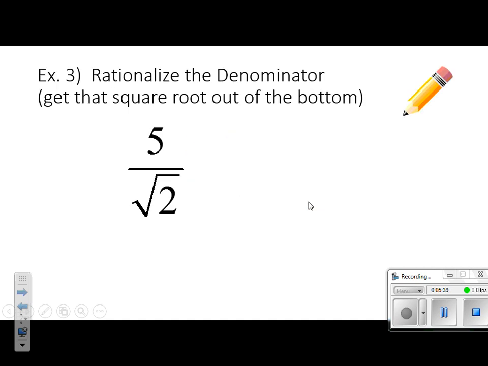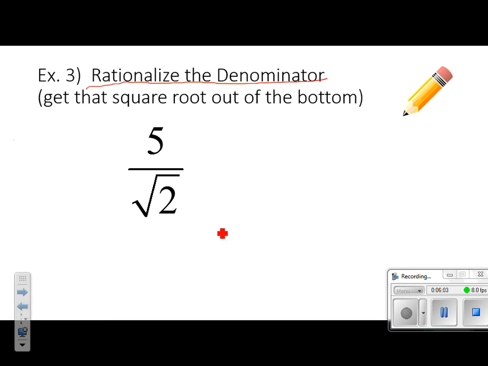So we're going to go ahead and talk about what we would do if we had a radical on the bottom. And what we do is called rationalize the denominator. So you're going to want to write that down: rationalize the denominator. It gets the square root out of the denominator, so it's no longer in the denominator.